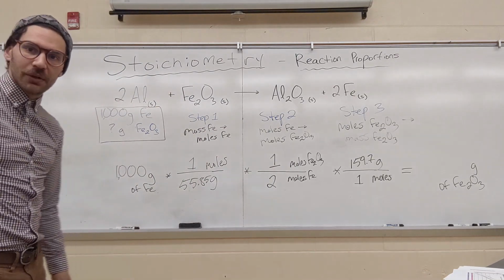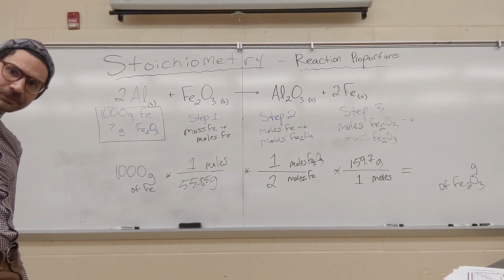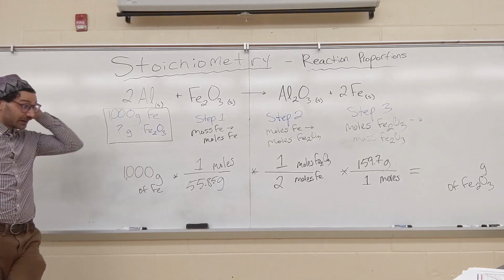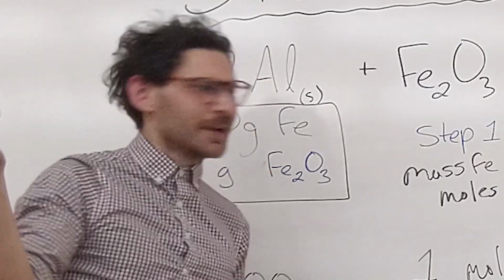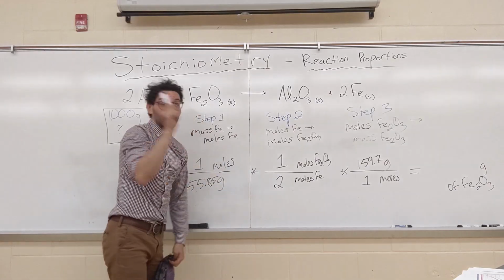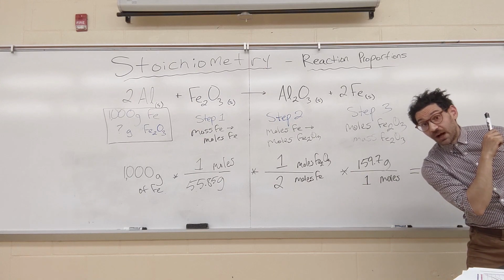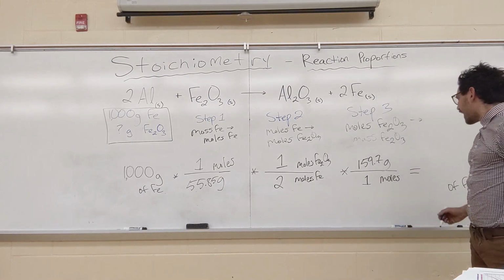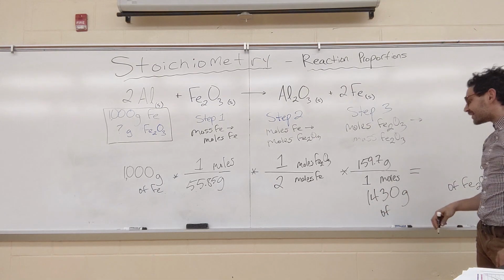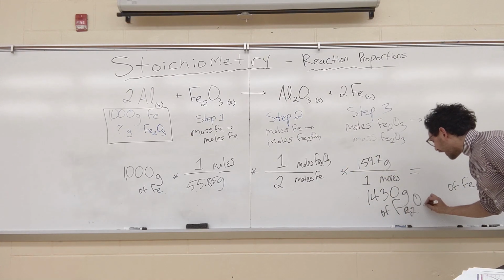So what does this come out to? I'm going to do 1,000 grams of iron times 1, which does nothing, divided by 55.85, that does something, times 1, does nothing, divided by 2, wow, times 159.7 divided by 1 gives me a fabulous answer of about 1,430 grams of what? Grams of Fe2O3, grams of iron oxide.